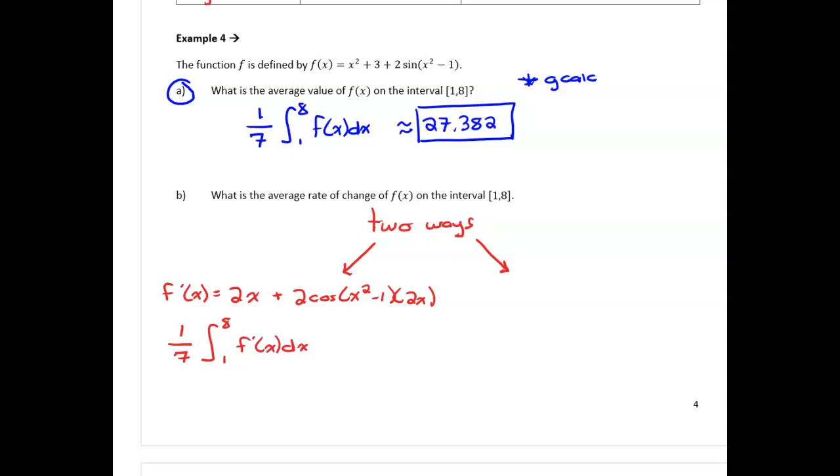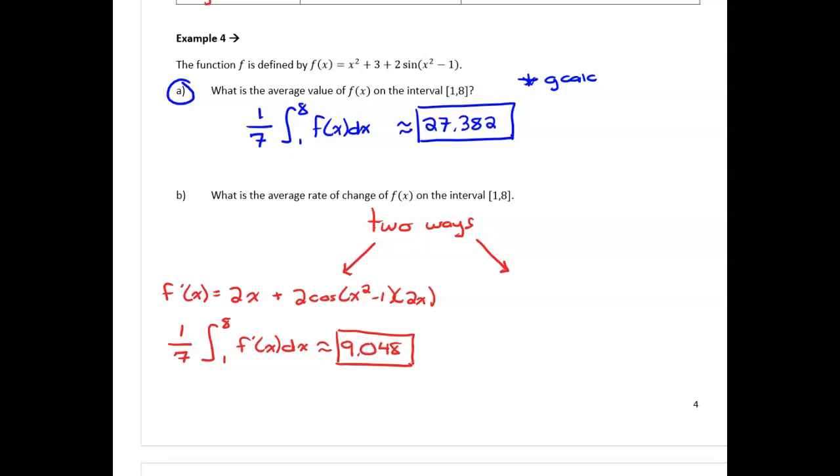All right, and when I calculate that via graphing calculator, my average rate of change is 9.048. So that is definitely my least efficient method to do this. Average rate of change. I'm going to take the derivative, and then I'm going to find the average of the derivative. All right, it works.